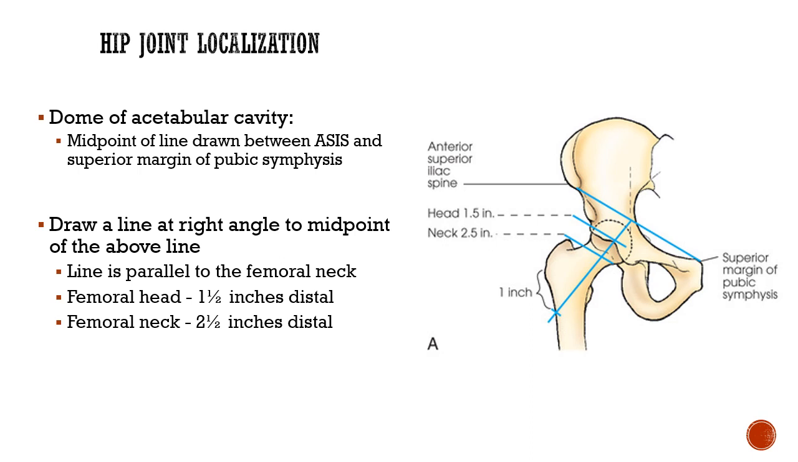Now the dome of the acetabulum is found if you take a line between the ASIS and the superior margin of the pubic symphysis, which we cannot palpate, so we're going to go over from the greater trochanter to the midline, draw a line halfway between those two, and that'll get us to the dome of the acetabular cavity. We're going to have to drop 1.5 inches distal to that to get to the head of the femur, and 2.5 inches distal to that to get to the femoral neck.